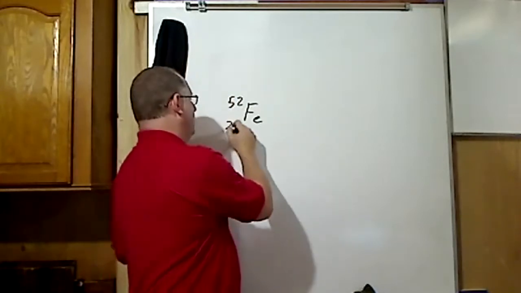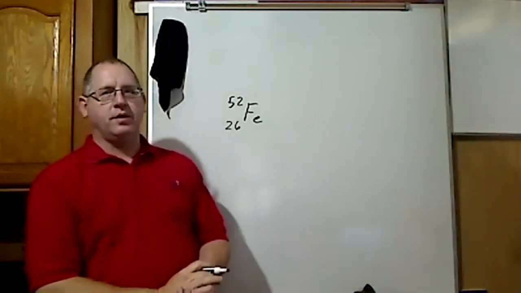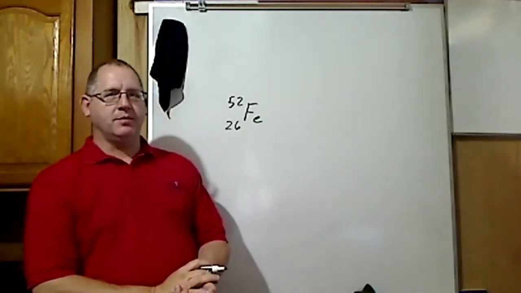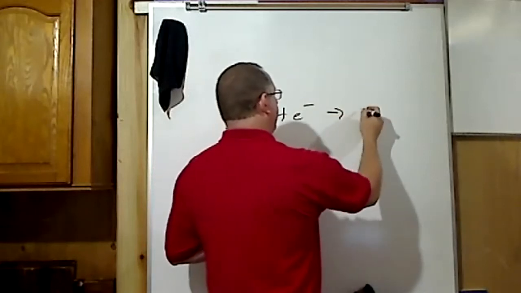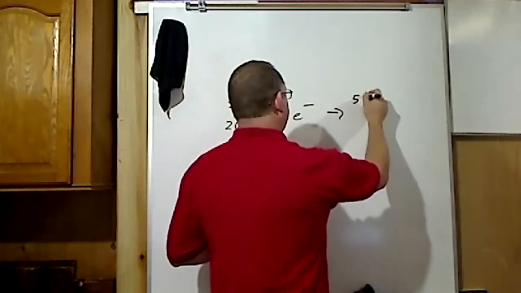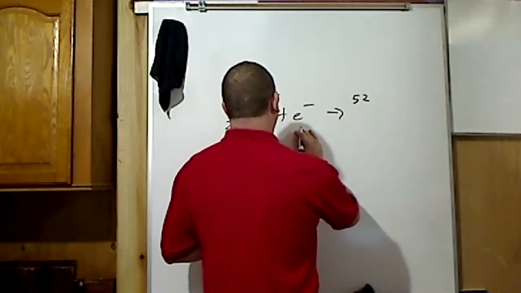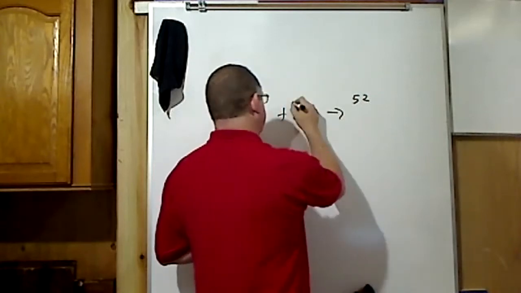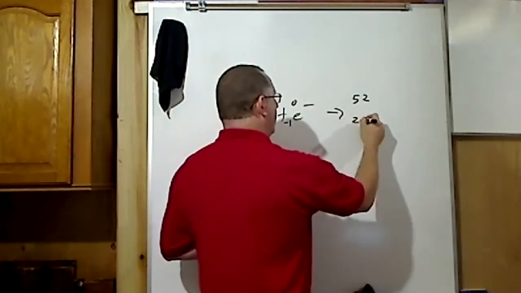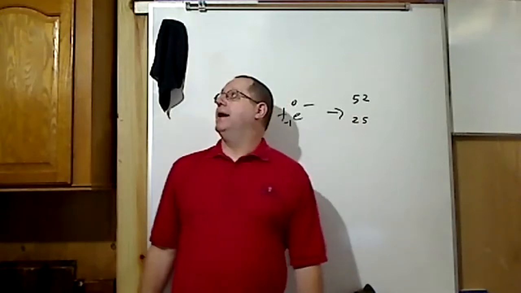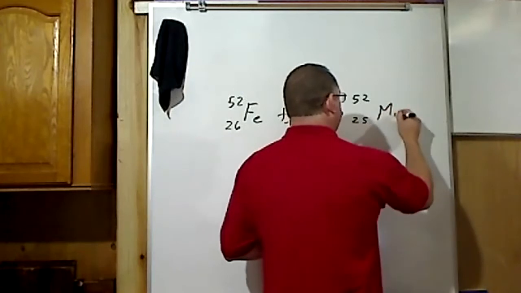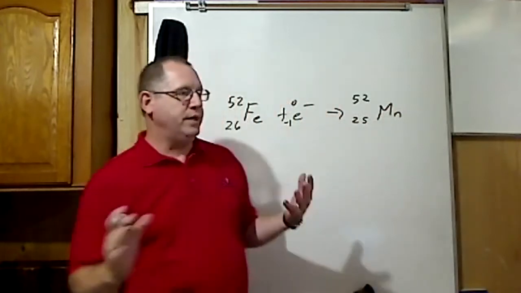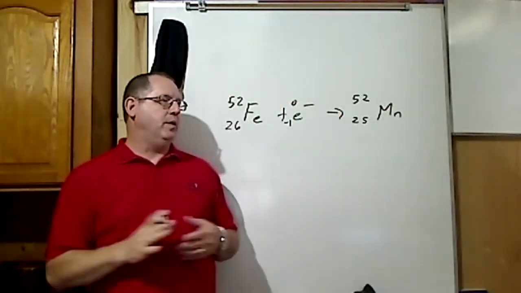Very neutron deficient. Sometimes what can happen is, now this is again going to be 52, and my number here is now going to be, since this is 0 and -1, 25. And I now have some manganese here. Now the question is, how do we know?